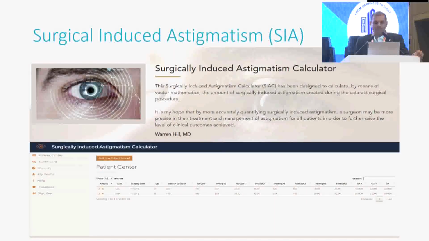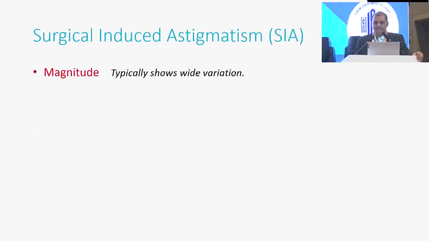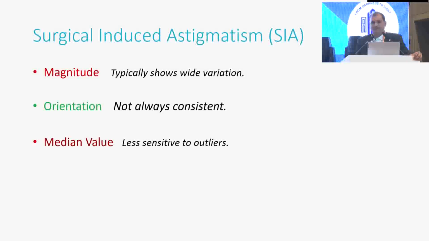Now SIA: you all know the SIA calculator available online, Dr. Warren Hill's calculator. You put in your data and it gives you your SIA value. But there is still a problem with SIA: the magnitude is not proper for validation. Suppose Dr. Shail is operating on a patient and gets an SIA of 0.32 for a 2.4 incision, and I am operating with the same 2.2 incision at the same site and I get 0.38. So SIA is always a different magnitude, with wide variations. Orientation is also not consistent. Median value is less sensitive, particularly when there are outliers.